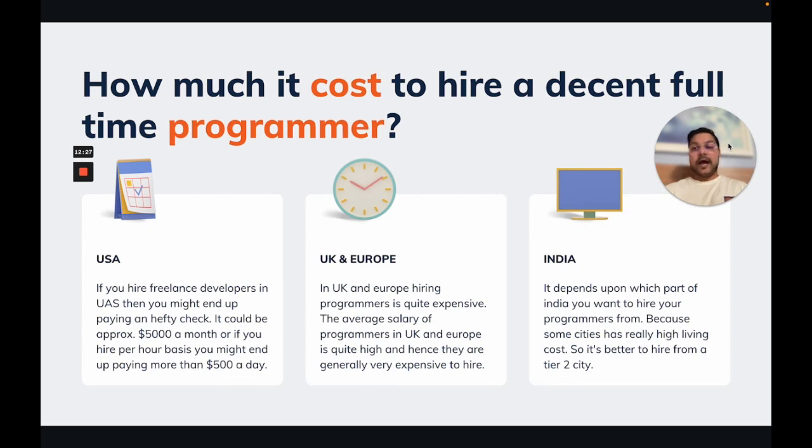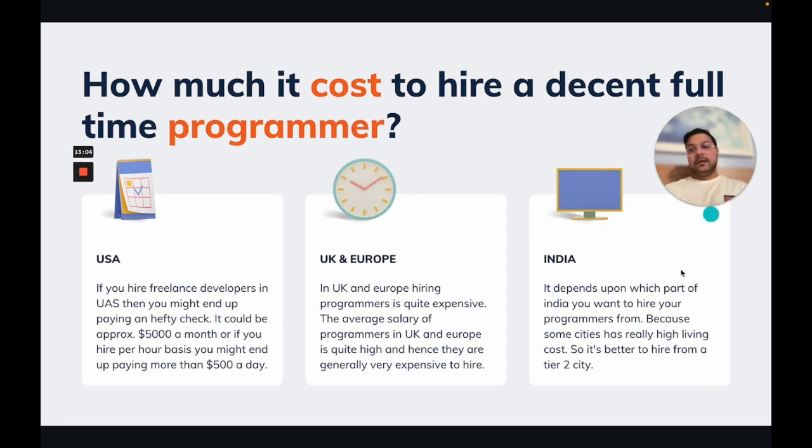So just very high level, an HTML front end developer in USA would cost you $3,000 or $4,000, depending upon the experience. UK similar, 2,500 to 3,000 pounds. India somewhere around $1,500 or $2,000. Contractual basis is also the same. So it's quite expensive to hire programmers anyways. But if you play your cards right, if you know which programmer you need and where to hire them, then you might end up saving a lot of money.